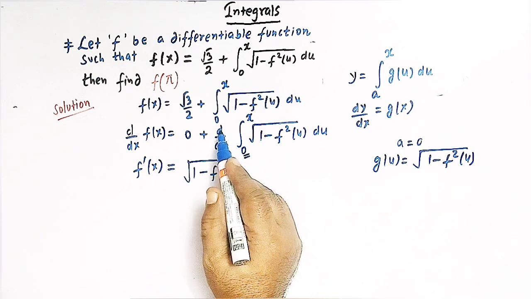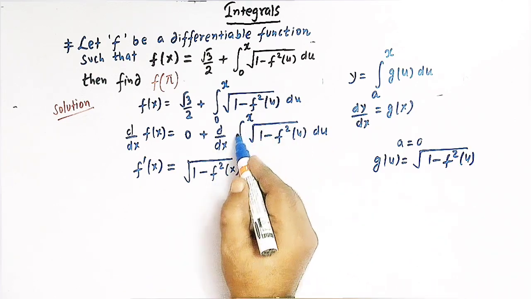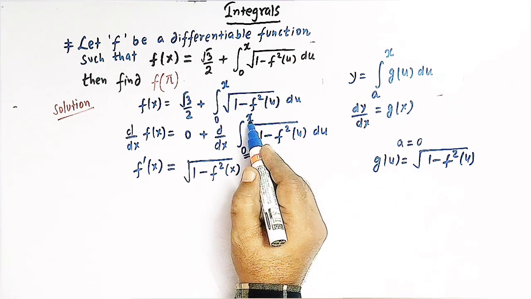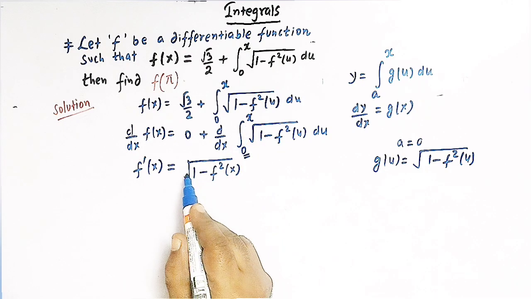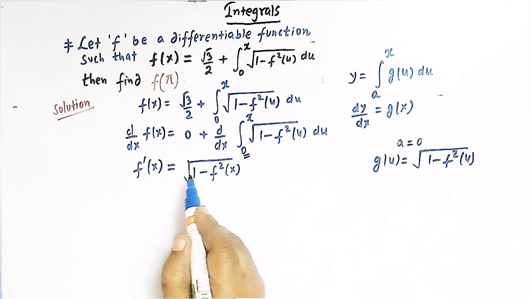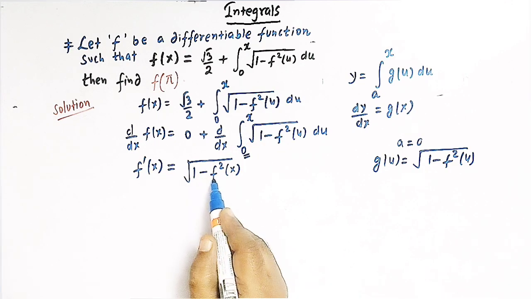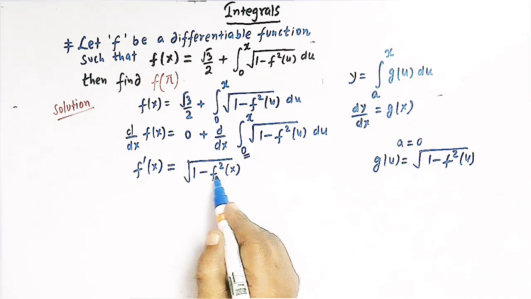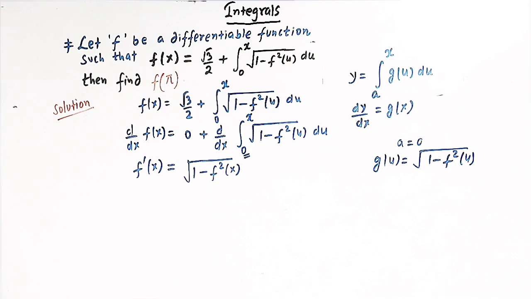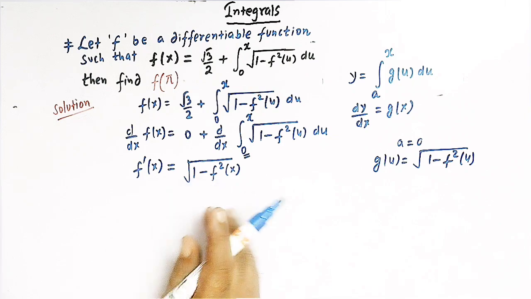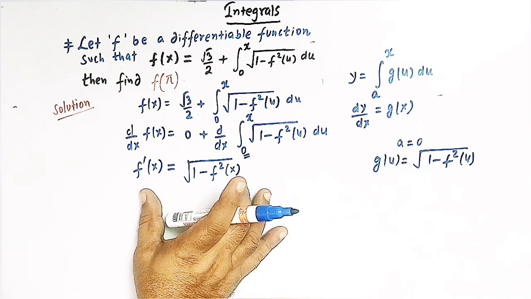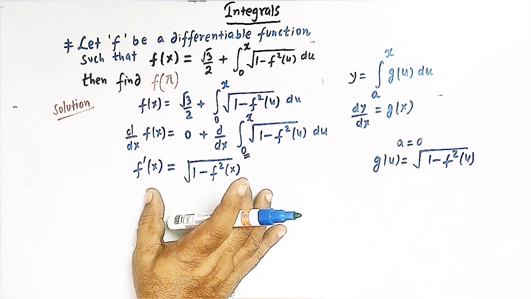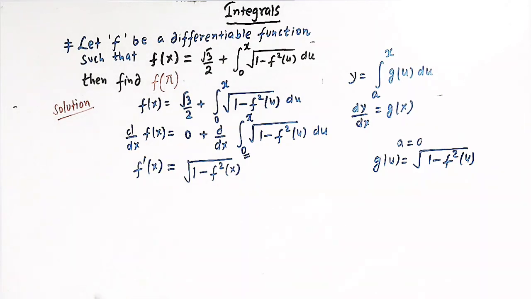So when we find the derivative of this integral with respect to x, we simply replace this u by x. So we now have f prime of x is equal to square root of 1 minus the square of the function, that is f of x. And now this is a differential equation of first order and first degree. So now we have to solve this differential equation to get the value of f of x.